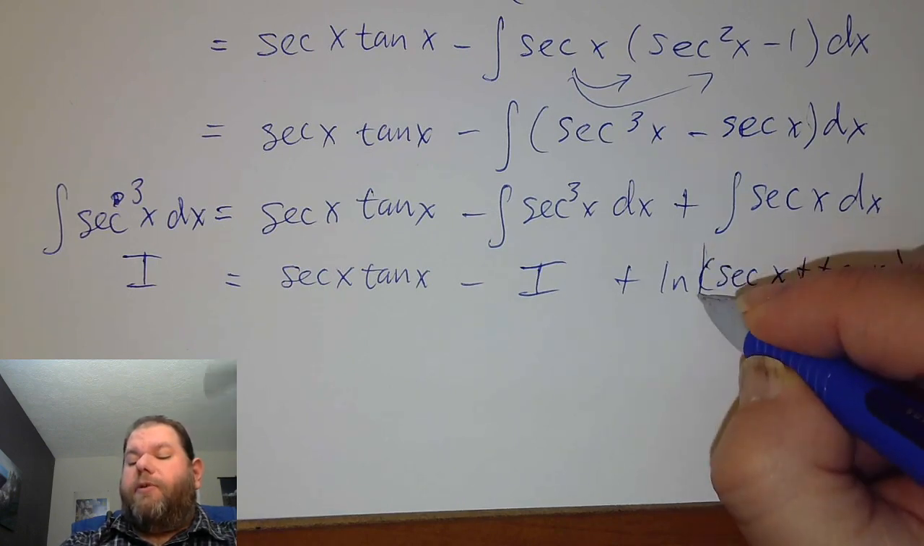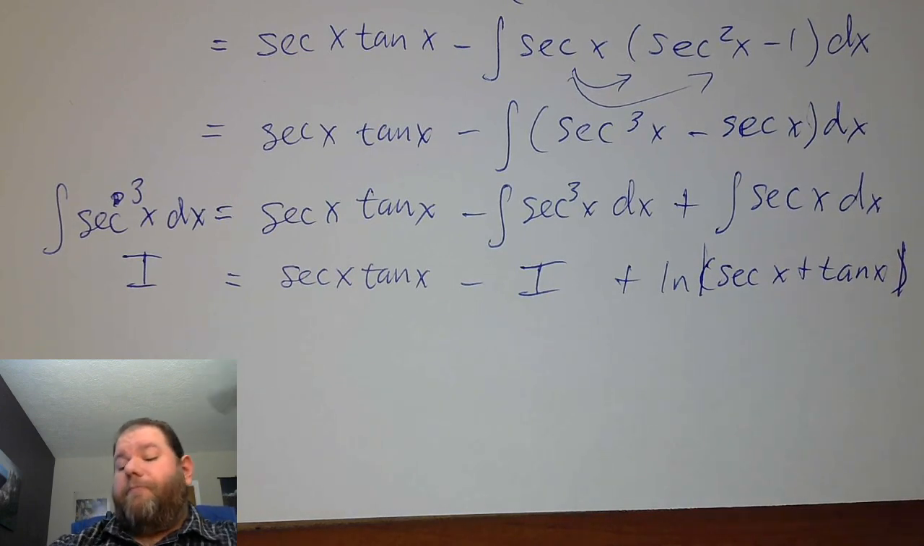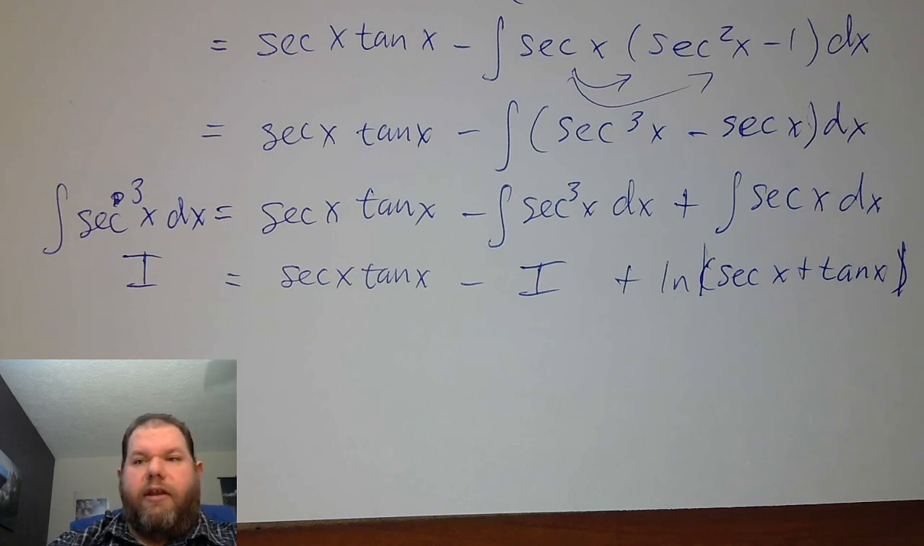For this, I really should be using absolute value bars instead of parentheses. I'm not usually a stickler for that, because a lot of the times where we have to use that, it's generally a positive value anyway. However, secant plus tangent is by no means guaranteed to be positive, so it's nicer to put the absolute value bars there.